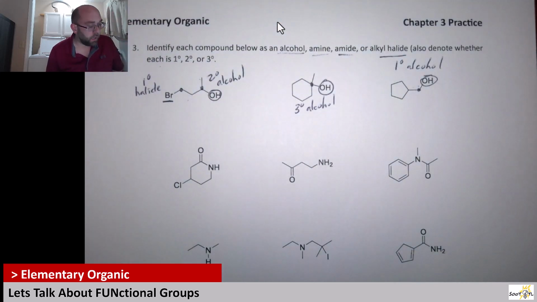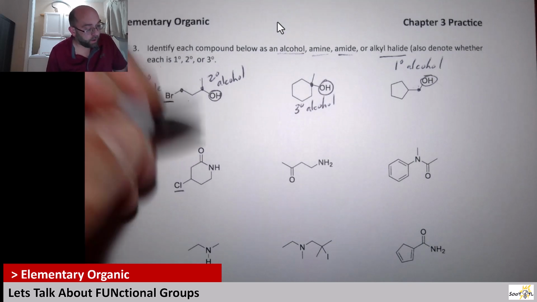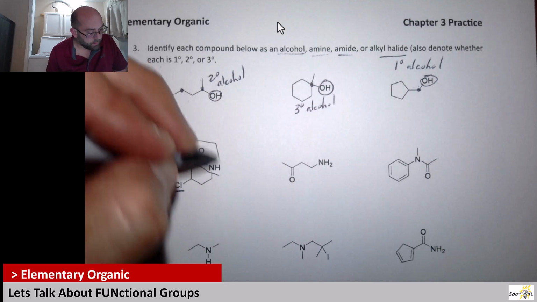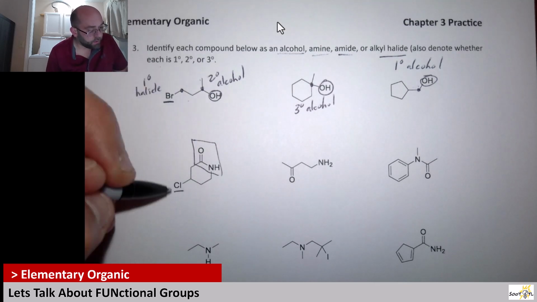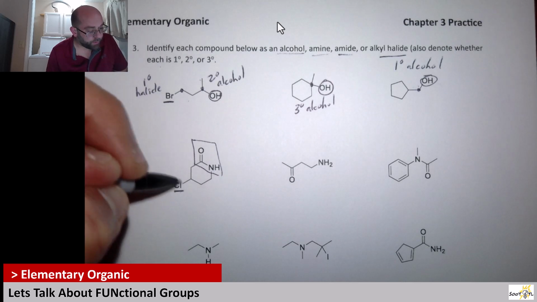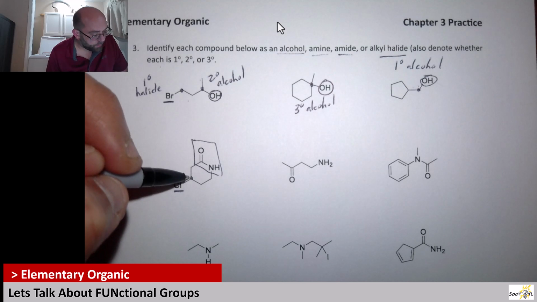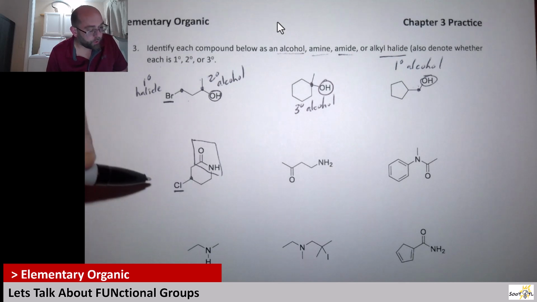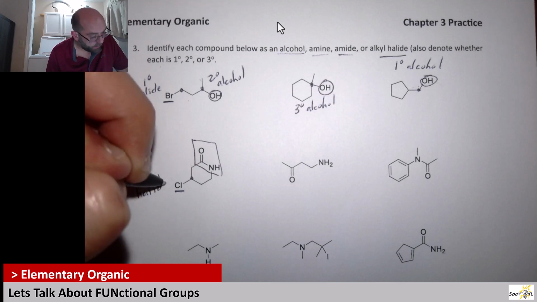Right. Now we look at this structure. It has an alkyl halide, but then it also has an amide. Okay, so let's look at the halide first. So there's the chlorine, which makes it the halide. And if we look, the carbon it's bound to is bound to 2 other carbons. So this would be a secondary halide, alkyl halide.